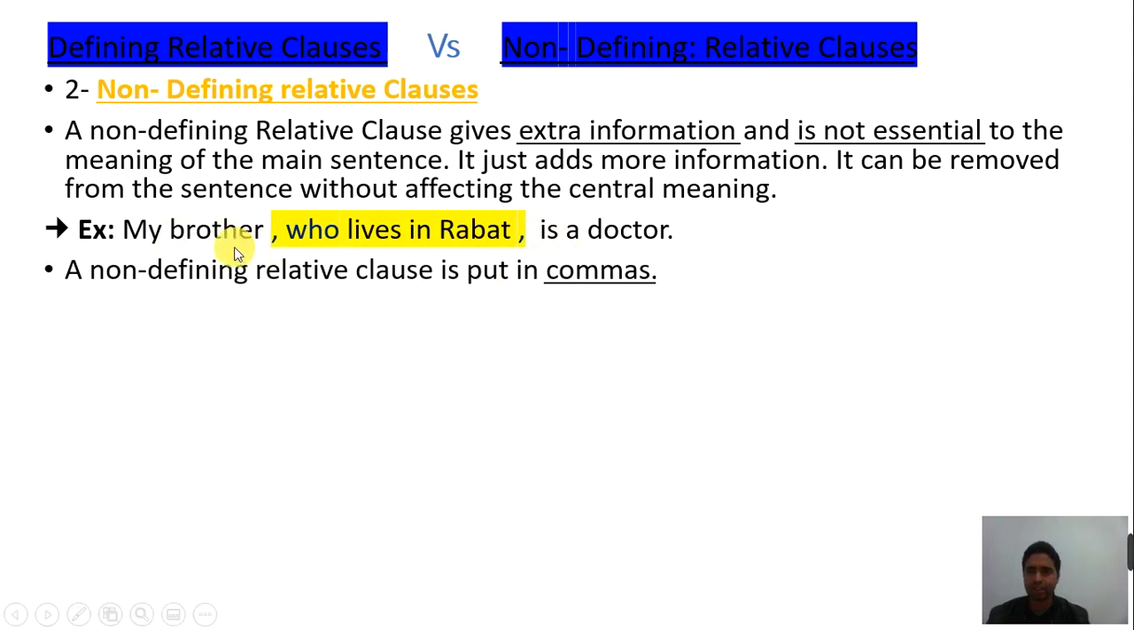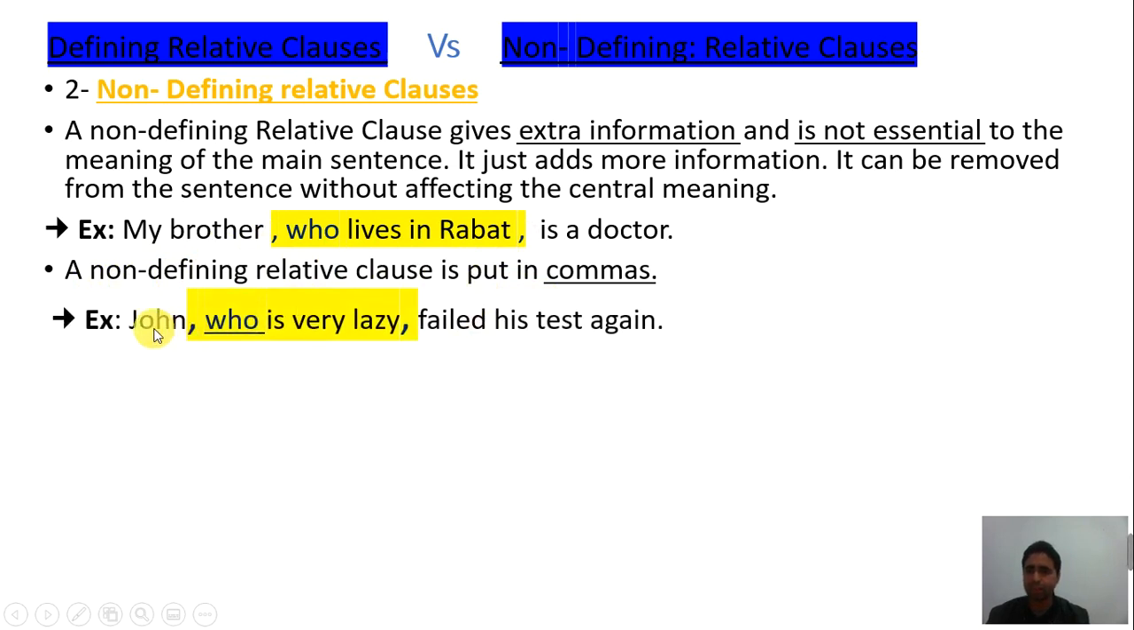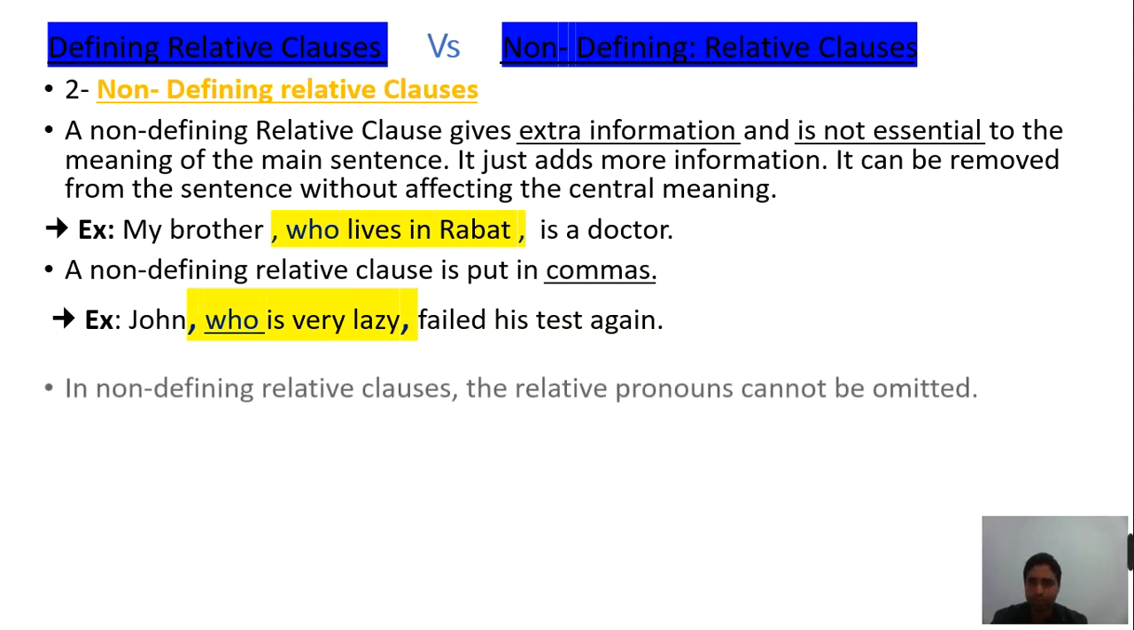So the second characteristic, as you may have noticed here, is the commas. A non-defining relative clause is put in commas. Example: John, who is very lazy, failed his test again. So if we say John failed his test again, it makes sense. Now here we are using who is very lazy as extra information, and here we are using commas, as you may have noticed. So commas are essential in non-defining relative clauses.